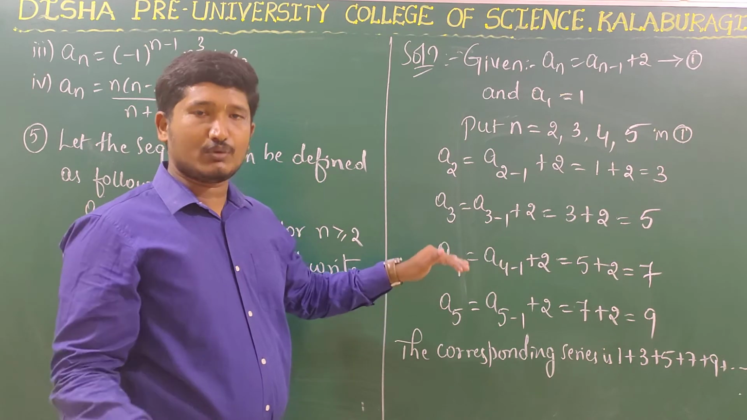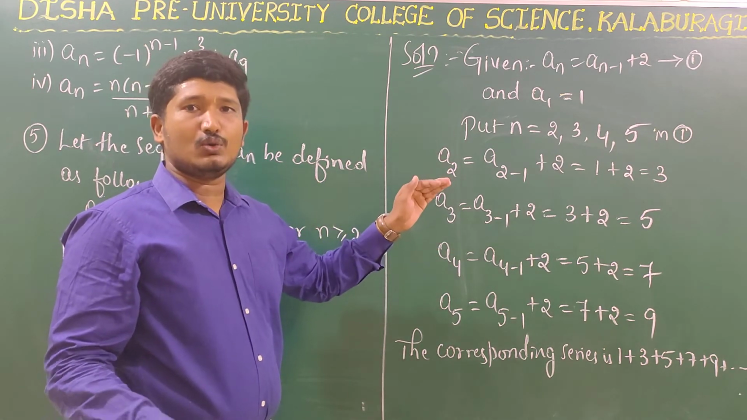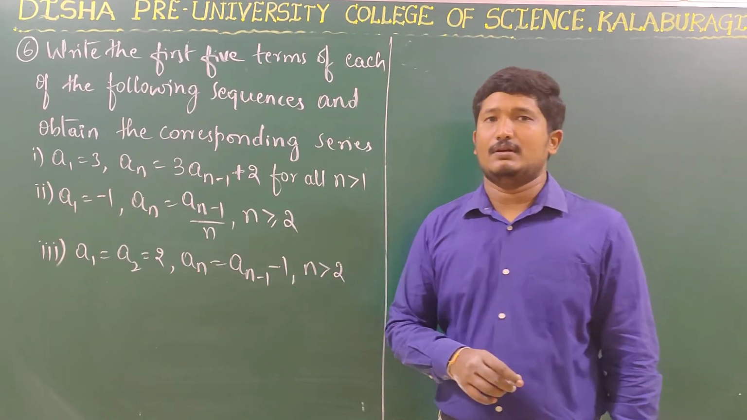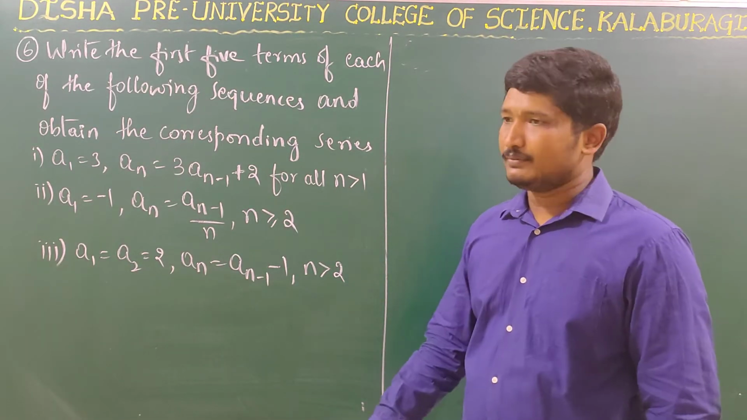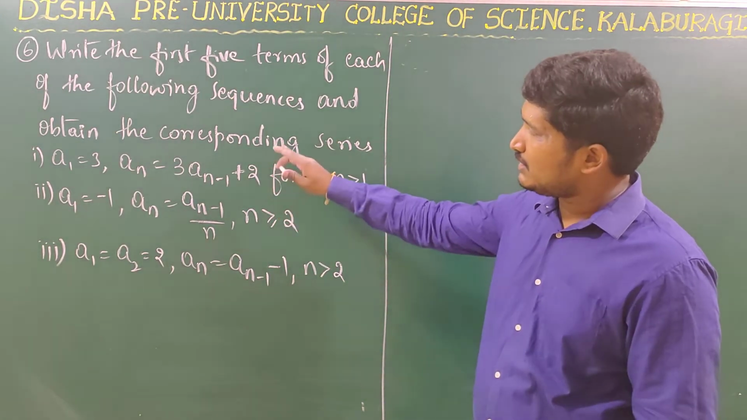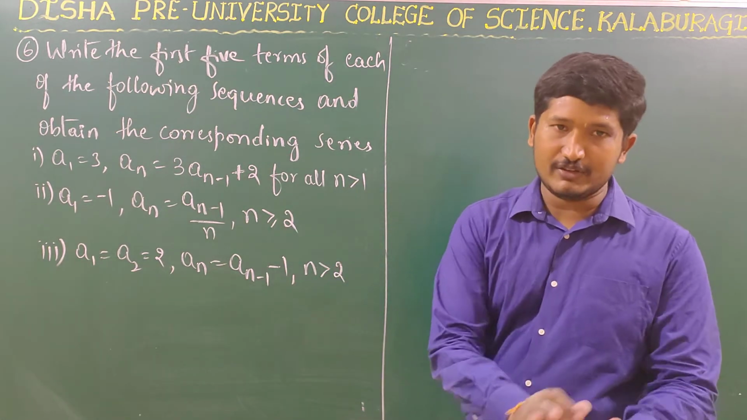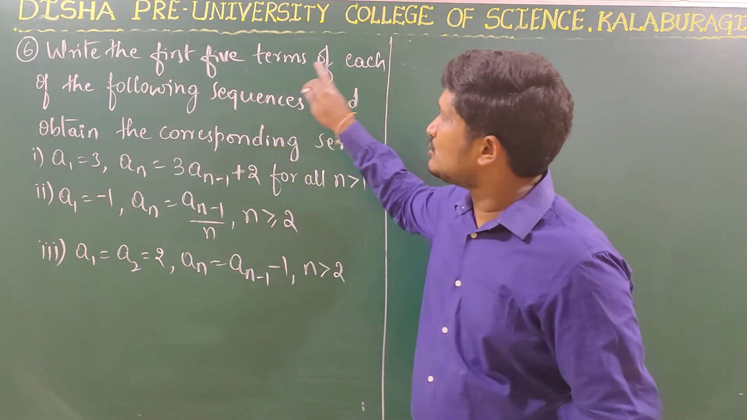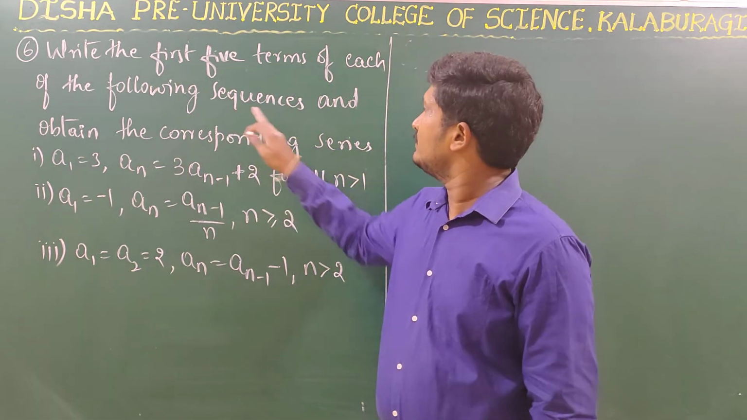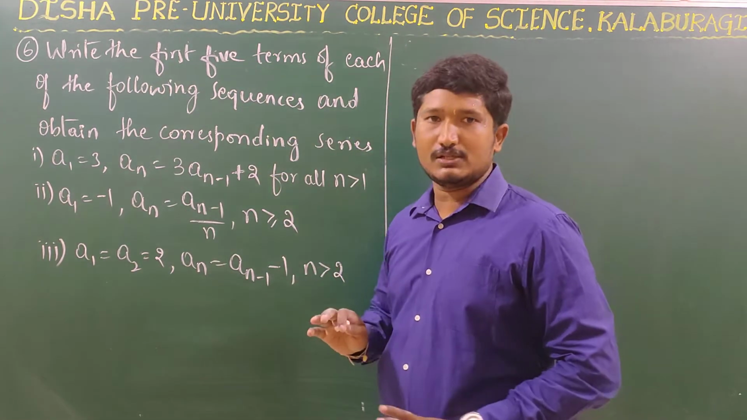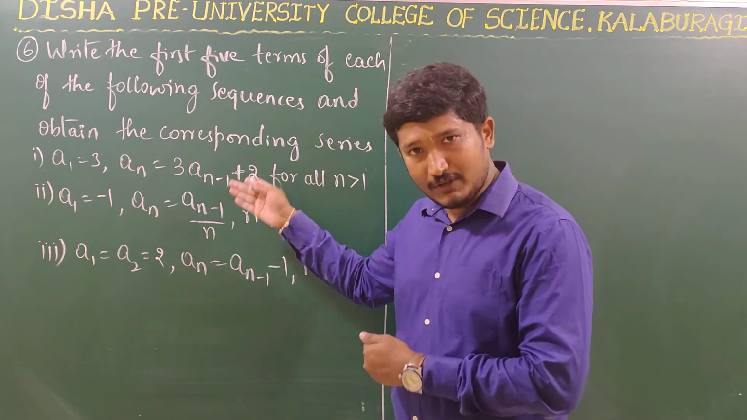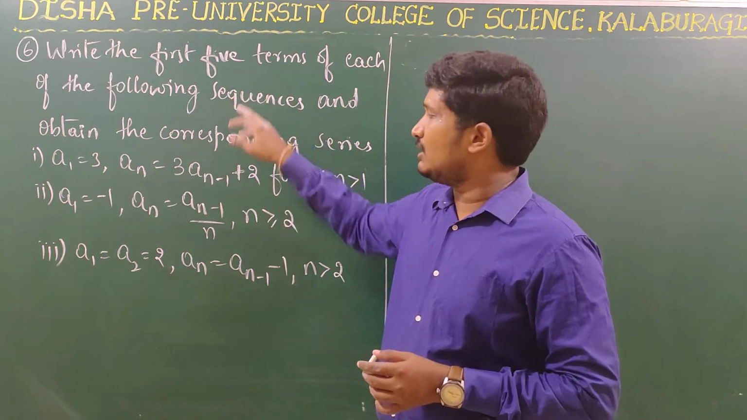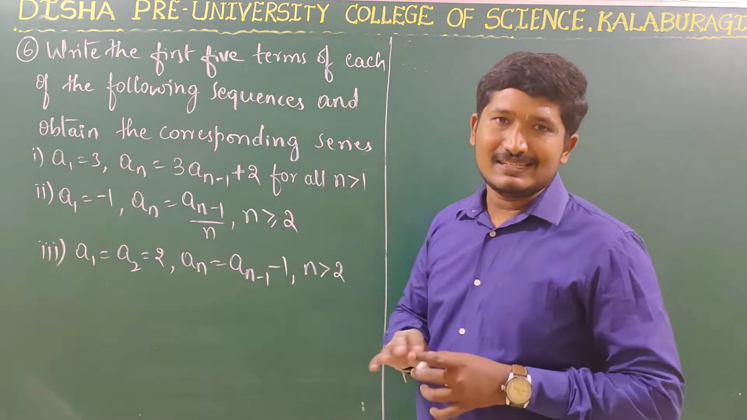So there are some more questions. We will solve 1 or 2 and the remaining will be for your home assignment. So the next thing. See, these 3 problems are also based on the previous problem itself. See here. Write the first 5 terms of each of the following sequences and obtain the corresponding series. So same thing, we are given some sequences here. We have to find the first 5 terms and write the corresponding series.